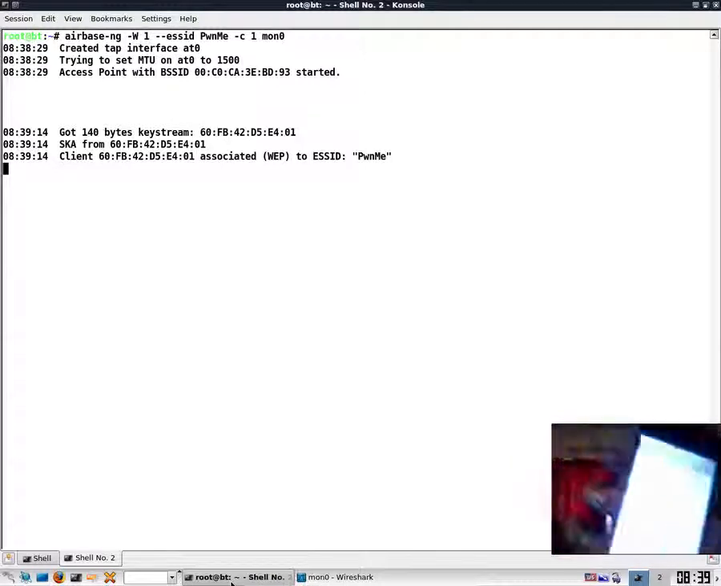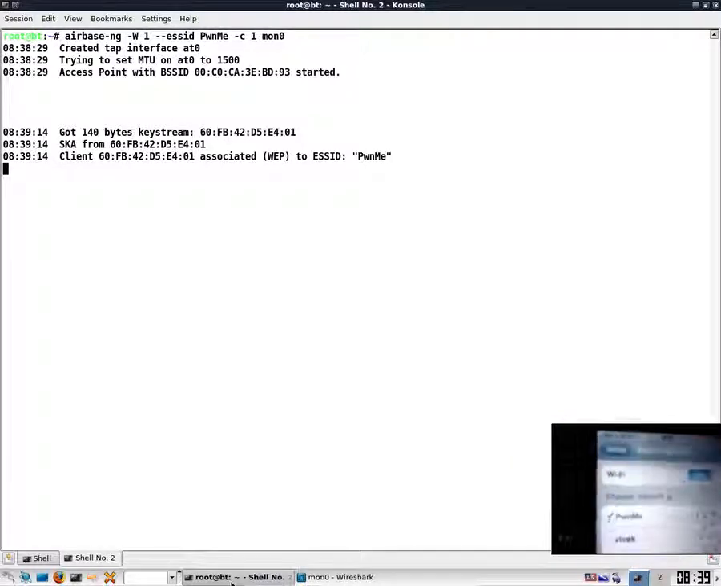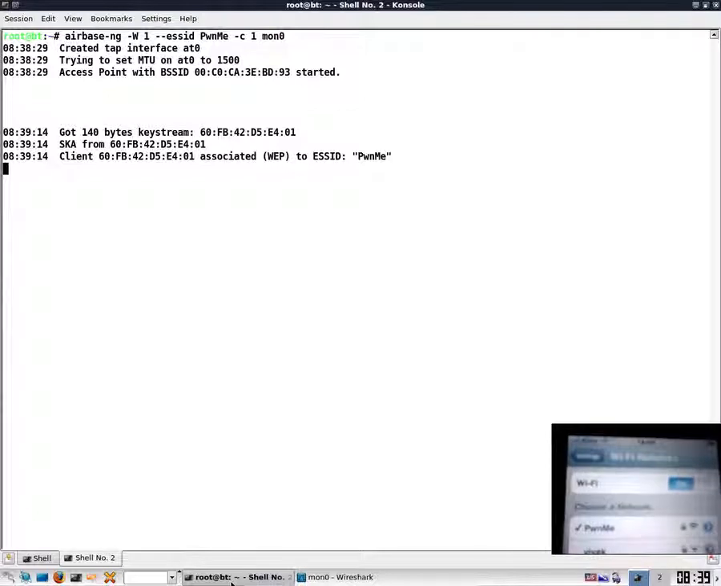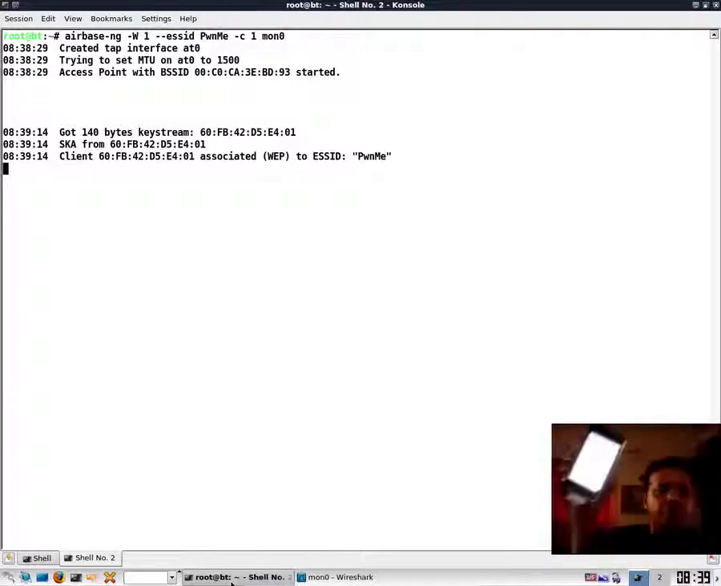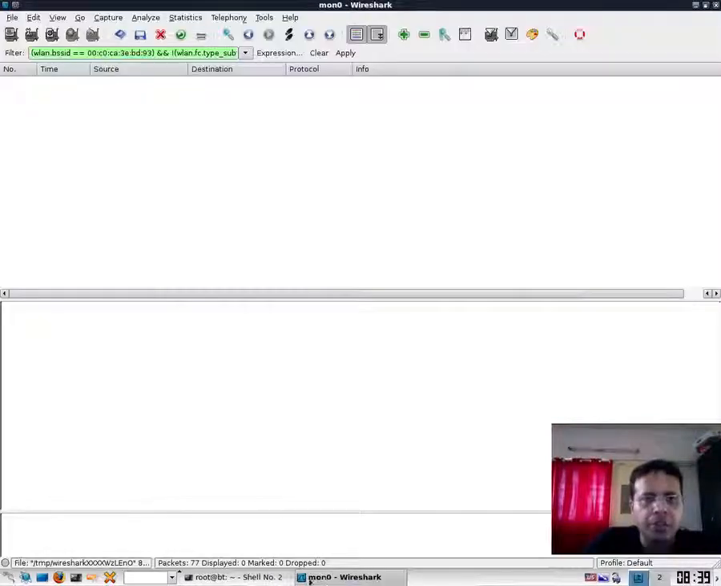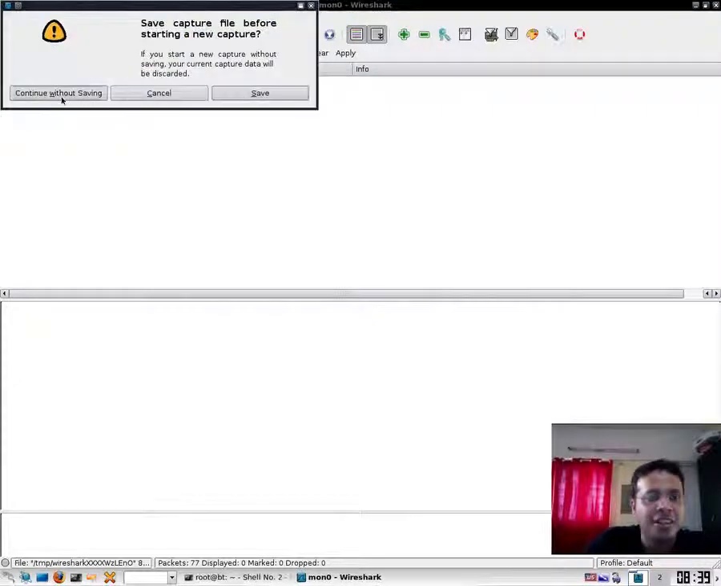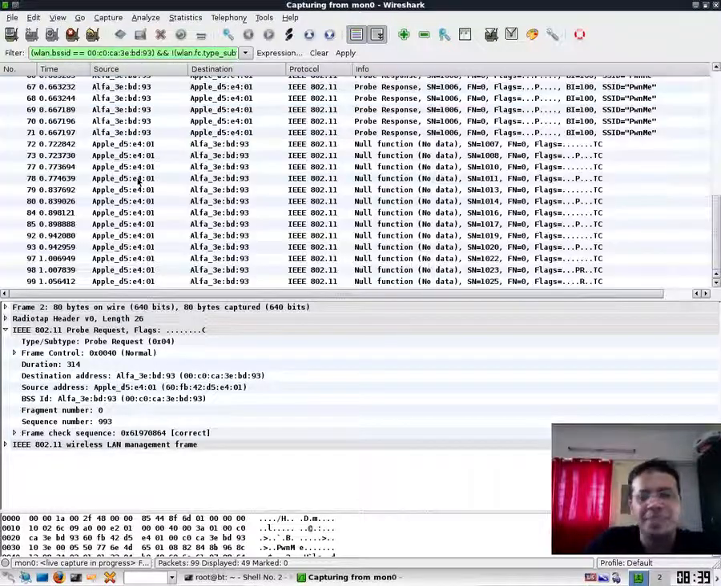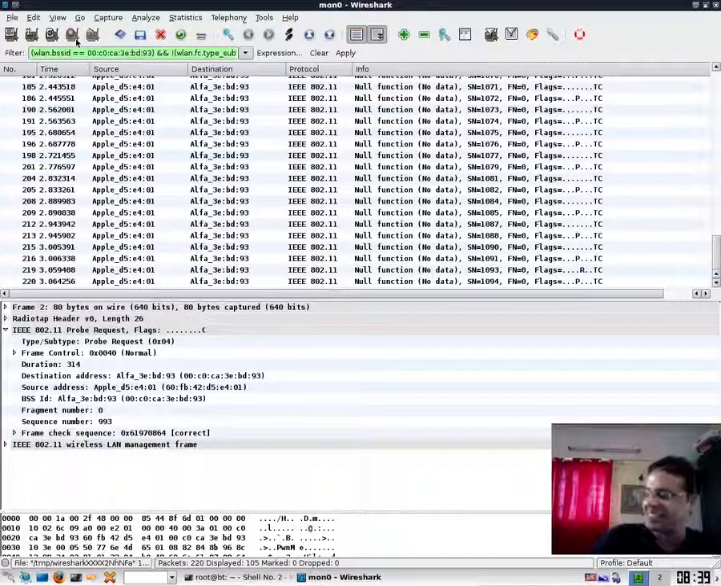And if you notice, the moment I started the client, it auto connected to PwnMe, as you can clearly see. And the interesting thing is that the client used shared key authentication, right? So what really happened? Let's go back here. Oops, I think I forgot to start the packet sniffing. Anyway, let me just switch off the client once again so that we can quickly simulate.